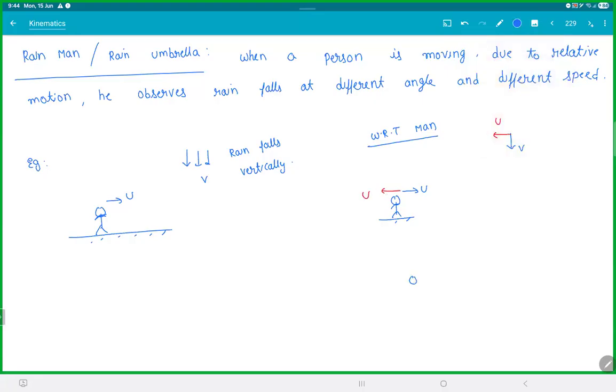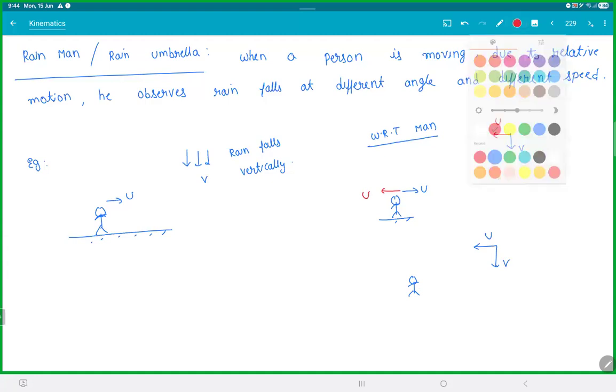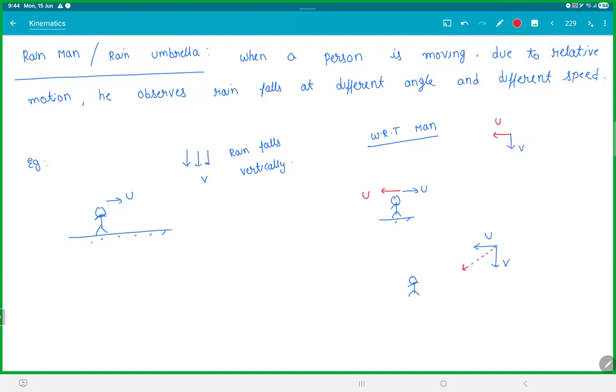Now the man will think, okay, I came to rest. But now he thinks this rain is coming with u to the left and v downward. So he thinks the rain is falling at an angle. If you take this angle to be alpha, then tan alpha, opposite side, is u by v. So he thinks the rain is falling at this angle, and the speed will be, because both vectors are perpendicular, root over v square plus u square. So if he wants to protect himself from this rain, he needs to keep an umbrella not straight but at an angle. And that's also called a rain umbrella problem.